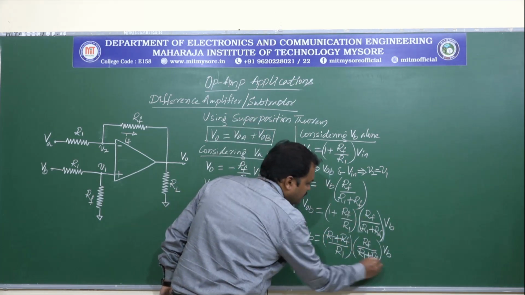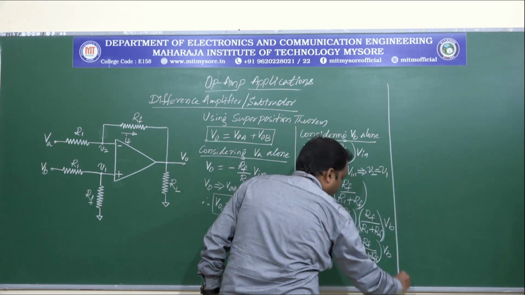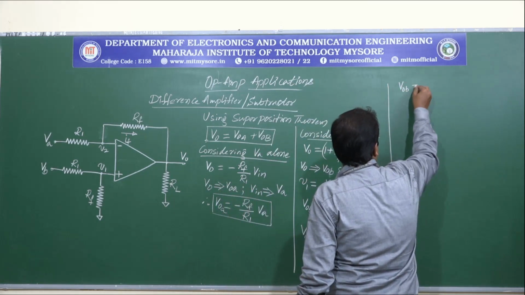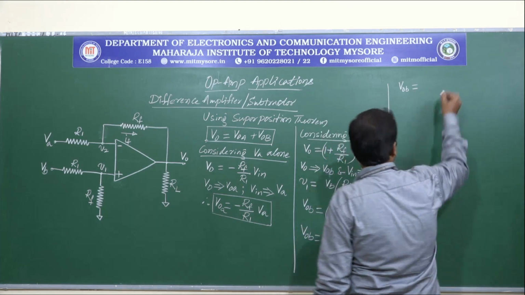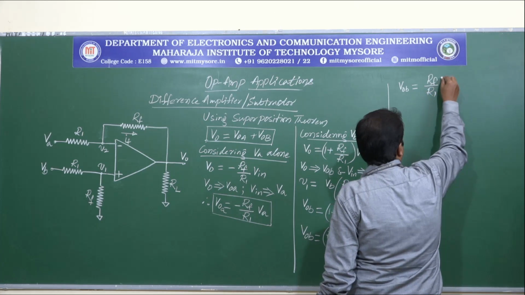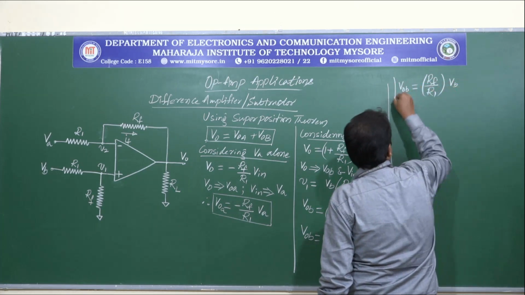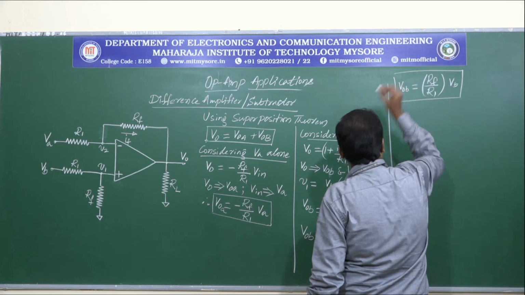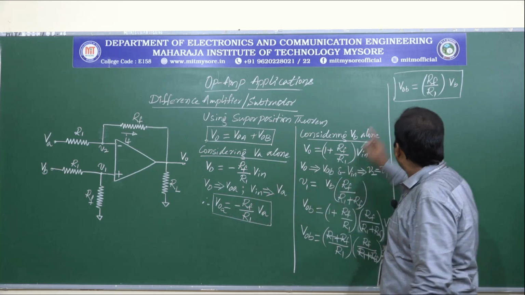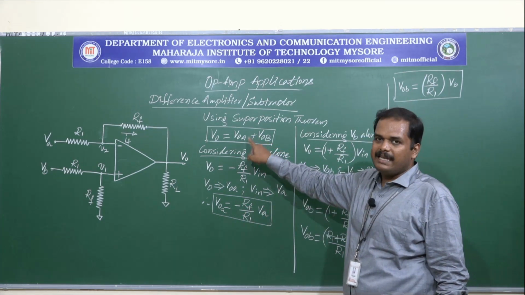Now these things can be cancelled. Now what we have is V0B is equal to RF by R1 into VB. So now we have the expression for V0A and also V0B. Let us substitute these two in this expression.